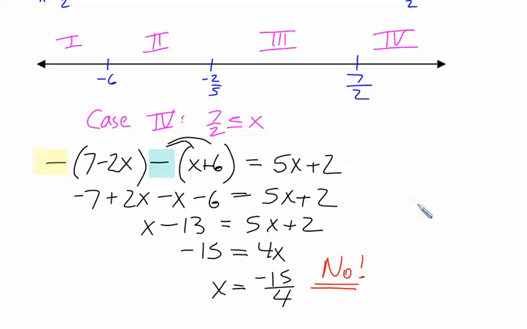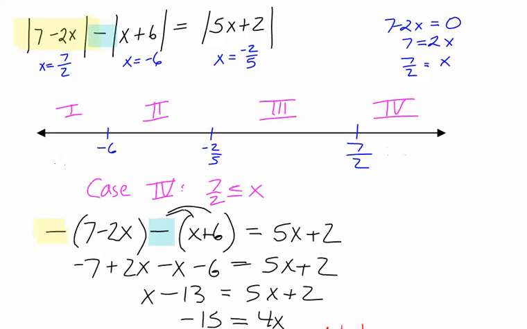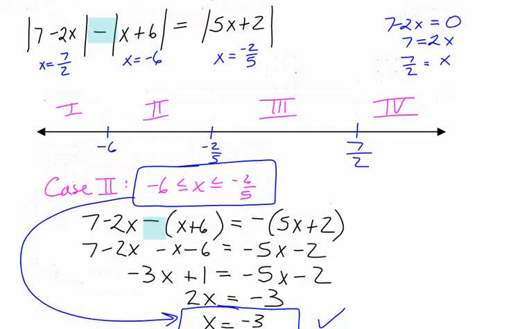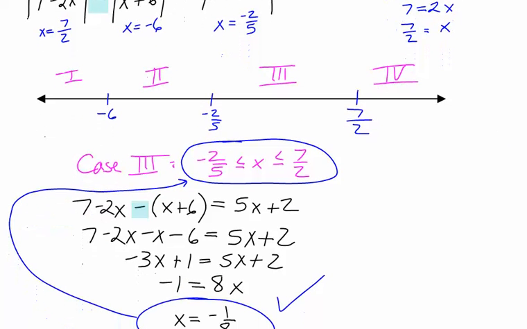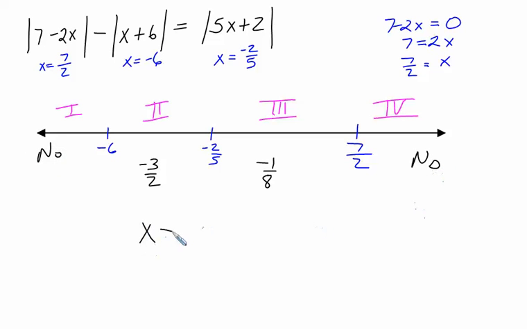So what's our overall answer to the question? Well, when considering this problem, we had no solution in the first area, we had no solution in the fourth area. But if we go back in time, we saw in the second area it worked and we got negative 3 halves, and in the third area it worked and we got negative 1/8. So we had negative 3 halves, we had negative 1/8, and I guess it might even be better than writing an x to put just a no solution right there on each of those. So what is our final answer? Well, x equals negative 3 halves or x equals negative 1/8. Either of those items would work to satisfy our equation.